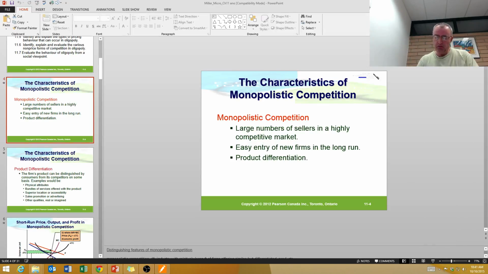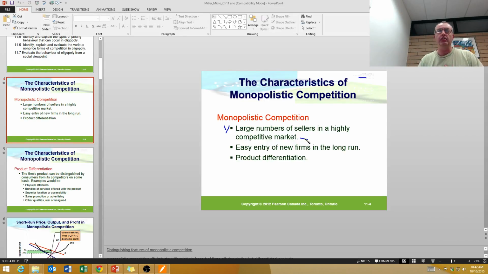Okay, so monopolistic competition is an industry with a relatively large number of players that offer similar but so-called differentiated products. So similar but different, slightly different products. And we have three distinguishing characteristics of monopolistic competition. One is the large number of firms.